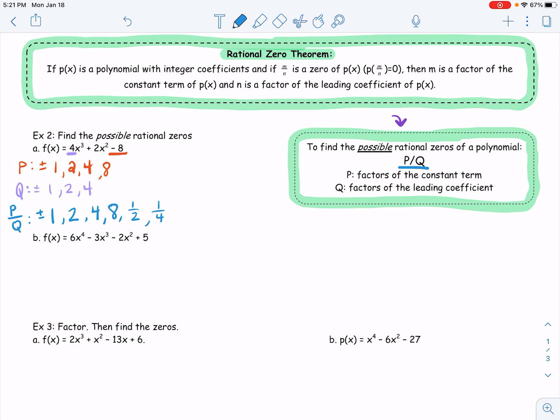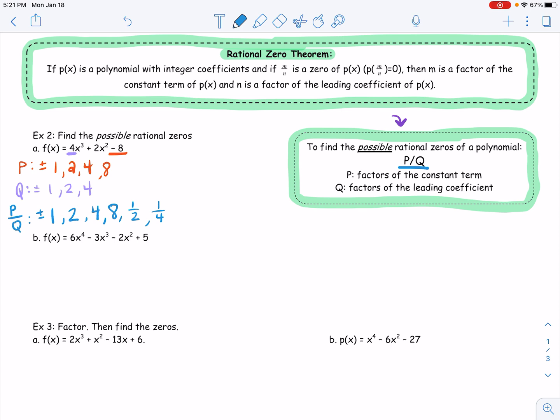So that's really nice. So yes, these are the possible zeros of the polynomial 4x cubed plus 2x squared minus 8. Our list here includes 12 possibilities: +1, -1, +2, -2, +4, -4, +8, -8, +1/2, -1/2, +1/4, -1/4. You got the idea.